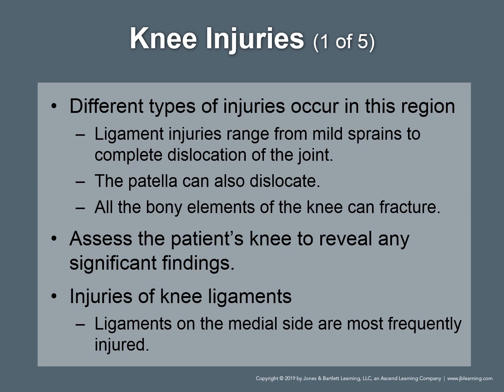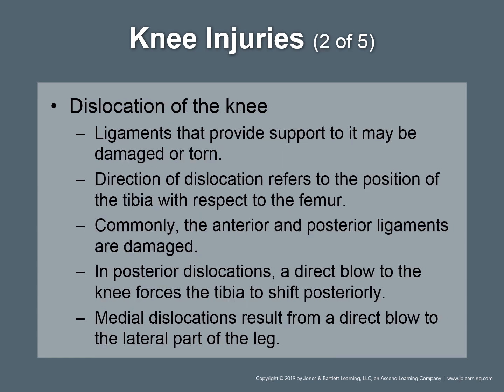Knee injuries, we see torn ligaments. You can also have a dislocated kneecap. We see this a lot of times with falls where people land on their feet, or in football or sports related, they'll twist their knee and turn around backwards. Assess the patient's knee. Do you have any significant findings? Injuries of the knee and ligaments, you'll see that on the internal, the medial side, and we see a lot of torn ligaments or sprained knees, those kinds of things.